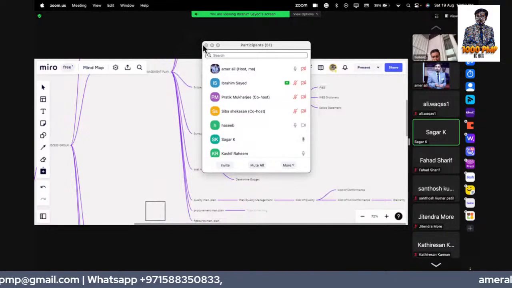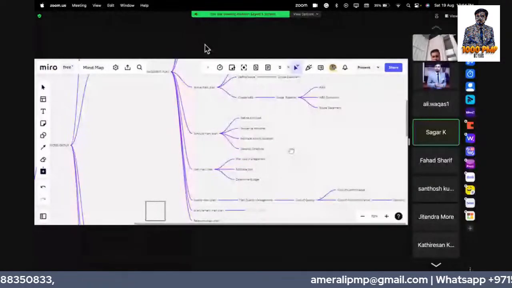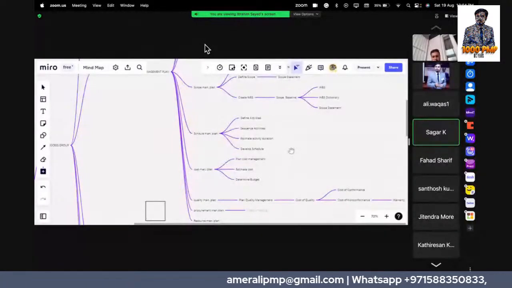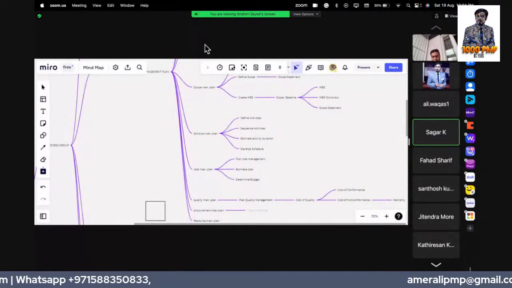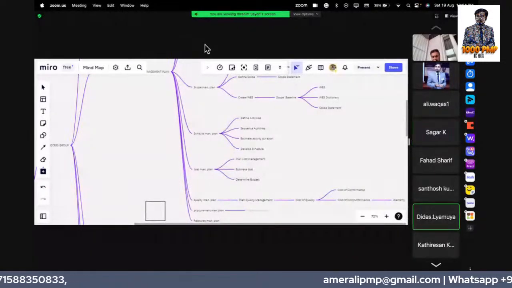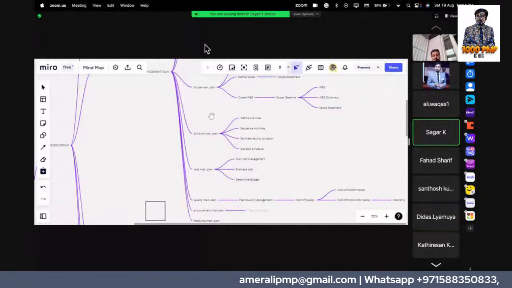In the activities, it starts with defining activities, and thereafter sequencing those activities, then the activity duration, and thereafter developing the schedule. Can I will take it from here. Yes, I'll take the communication management plan.